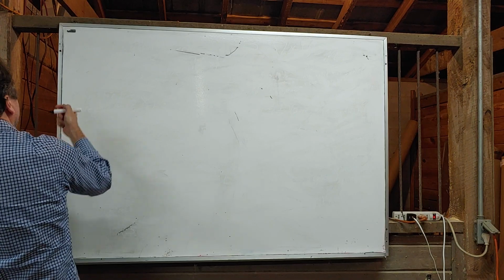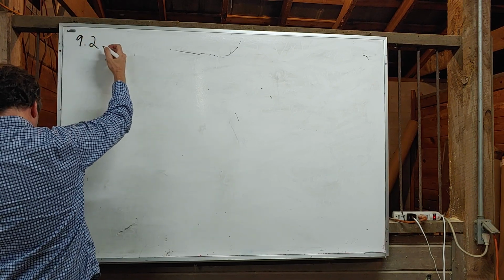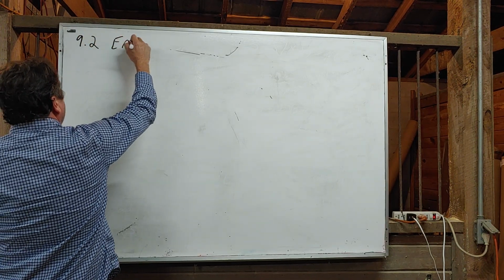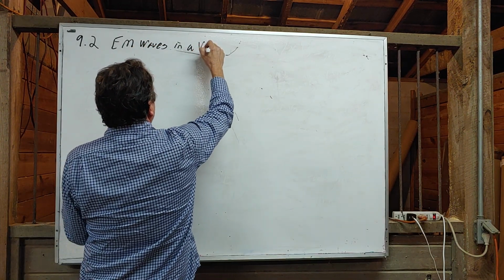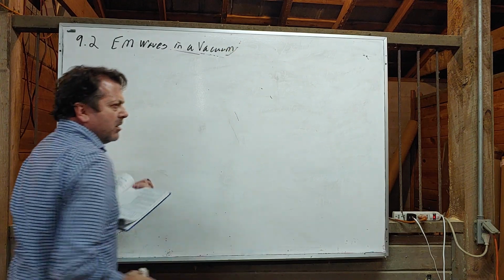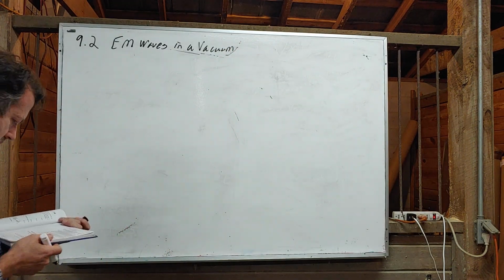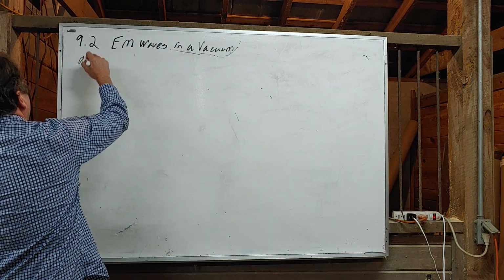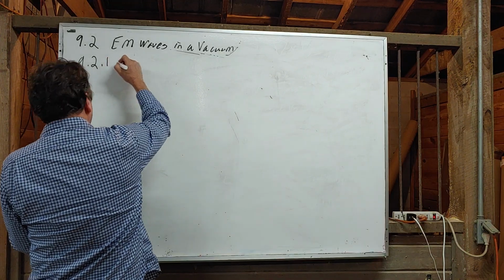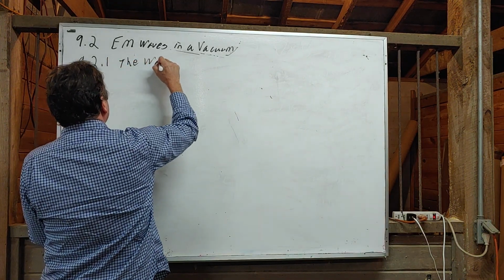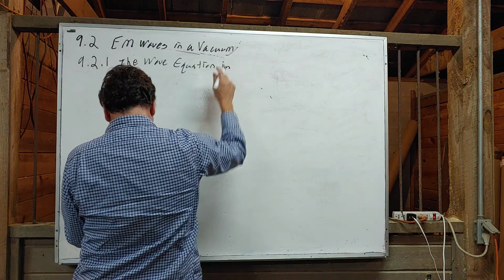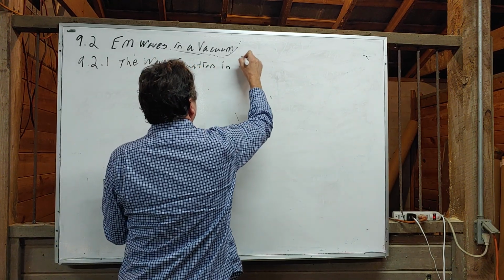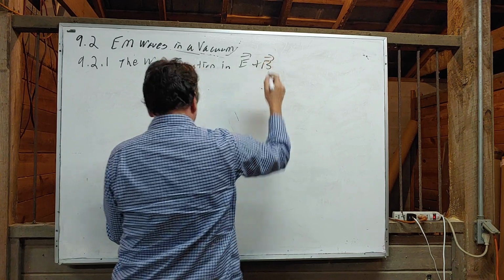9.2 Electromagnetic waves in a vacuum. 9.2.1 is the wave equation in the electric field and the magnetic field.